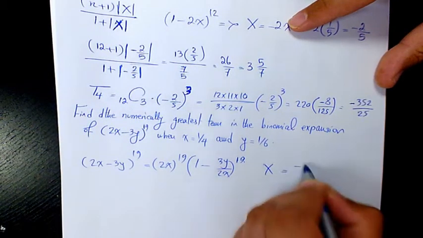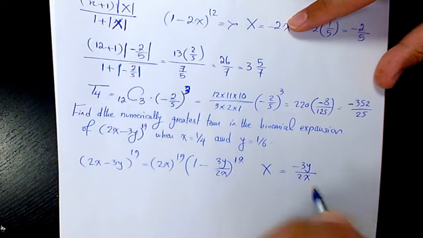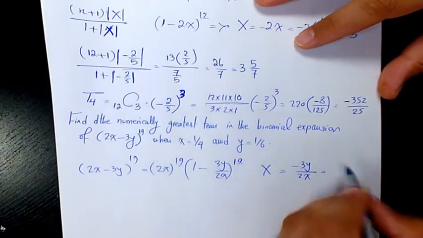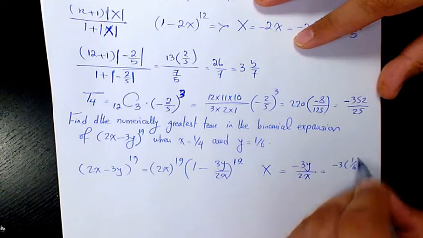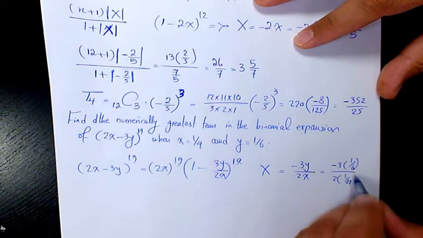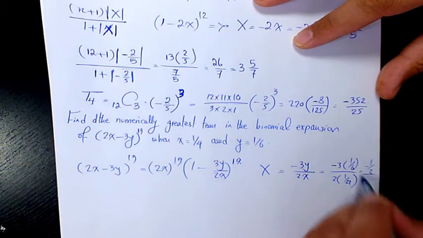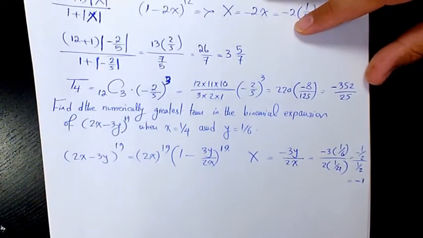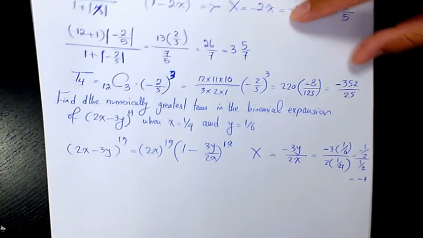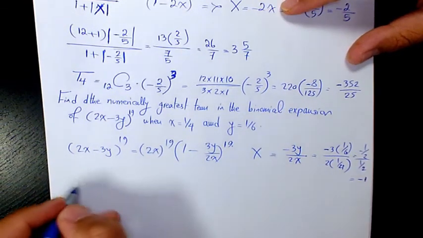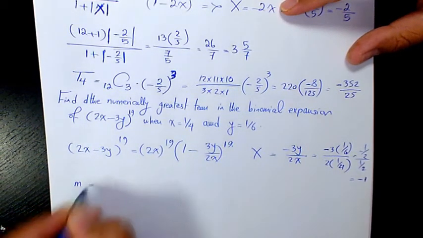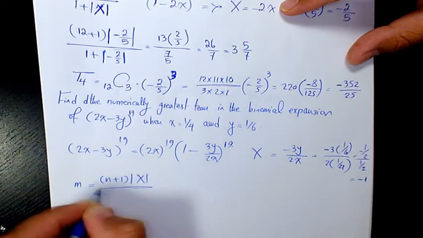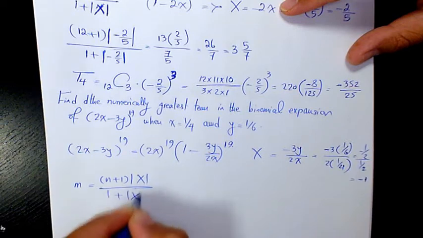X is going to be negative 3y over 2x. And the number is going to be negative 3 times 1/6 over 1/4. That's going to be negative 1/2 over 1/2, which is going to be negative 1. So capital X is going to be negative 1. So when we put it in the formula, m equals (n + 1) times the absolute value of x over 1 plus the absolute value of x.